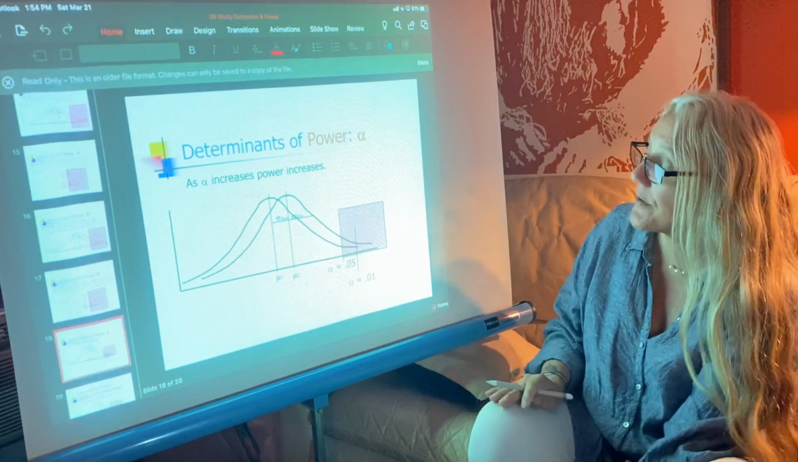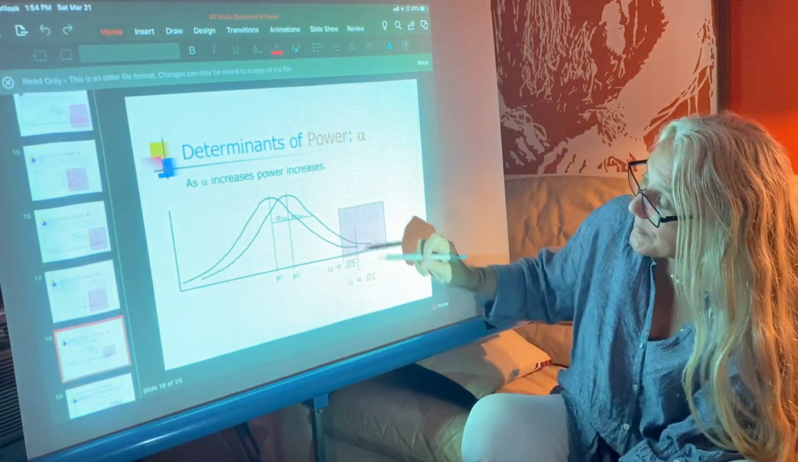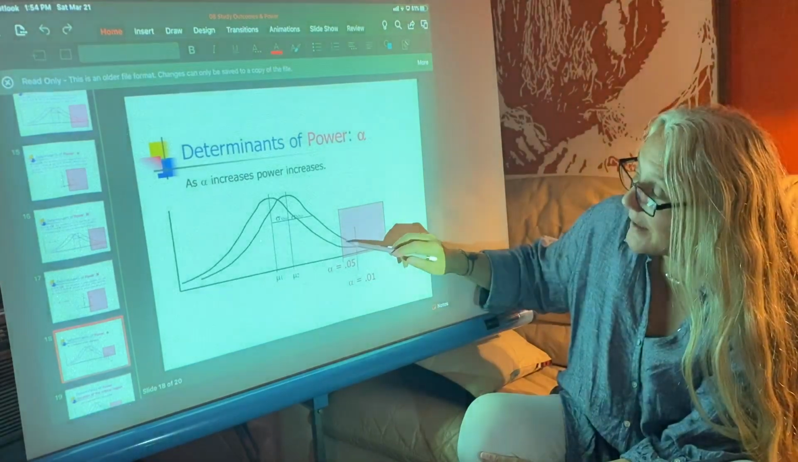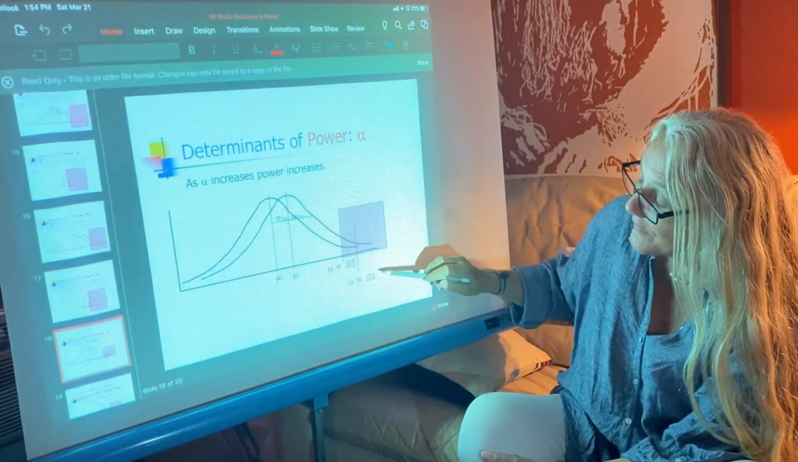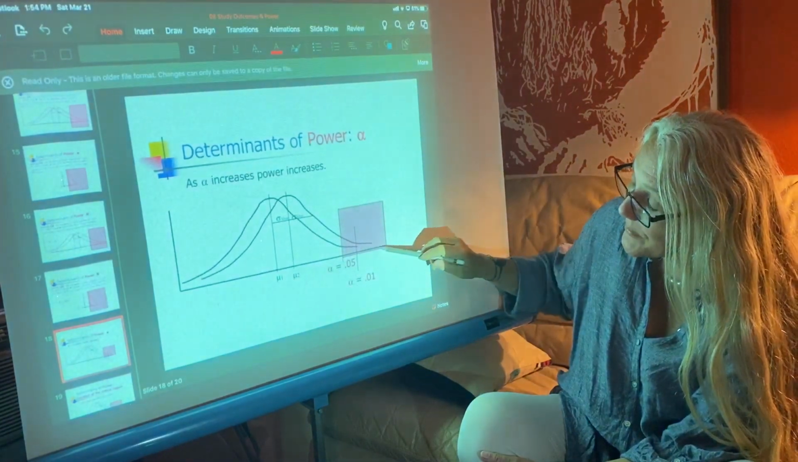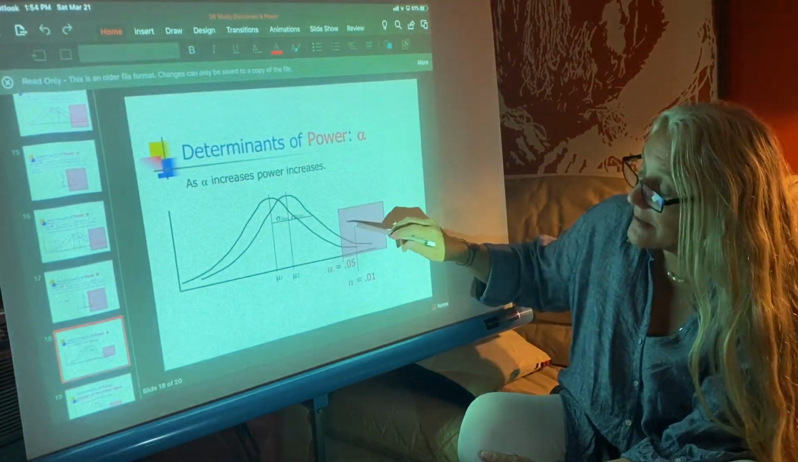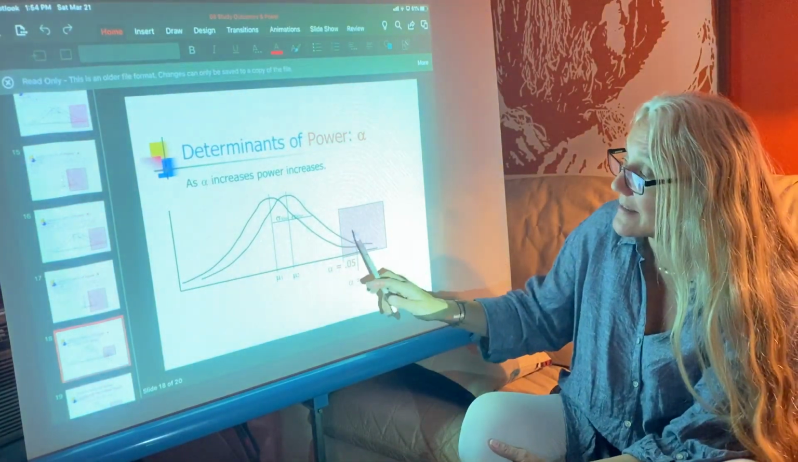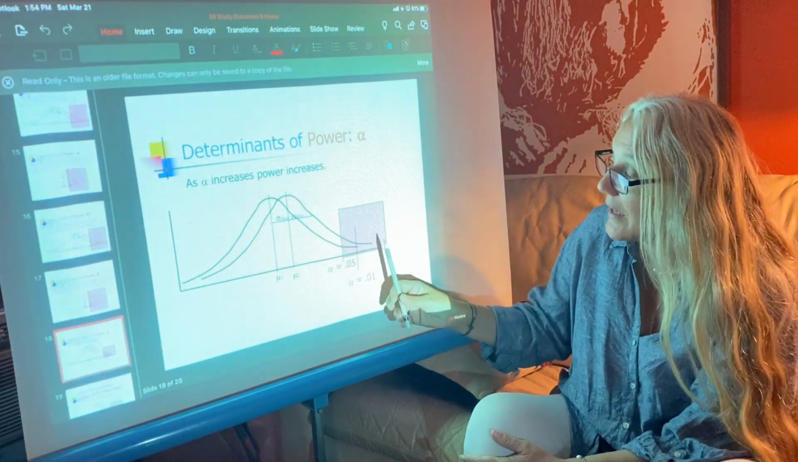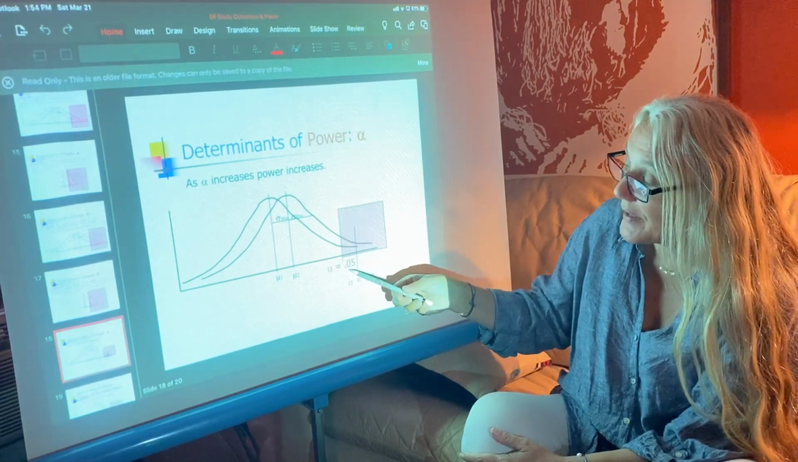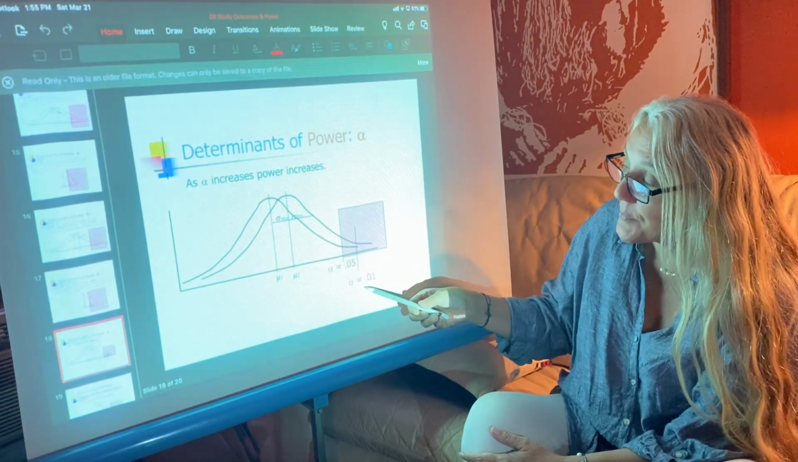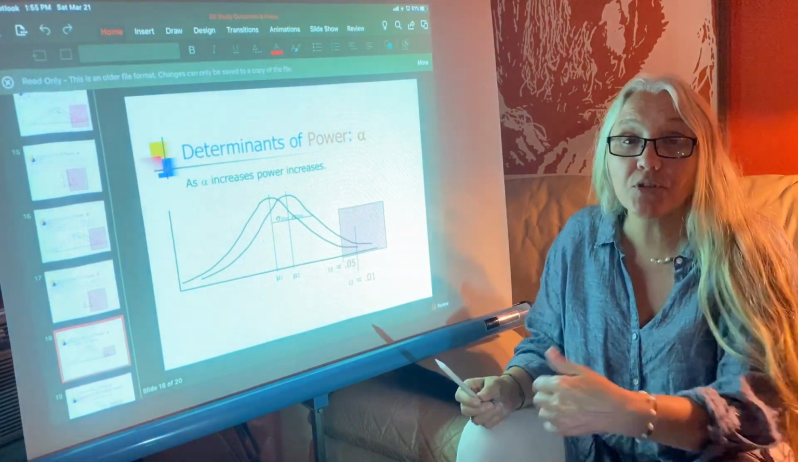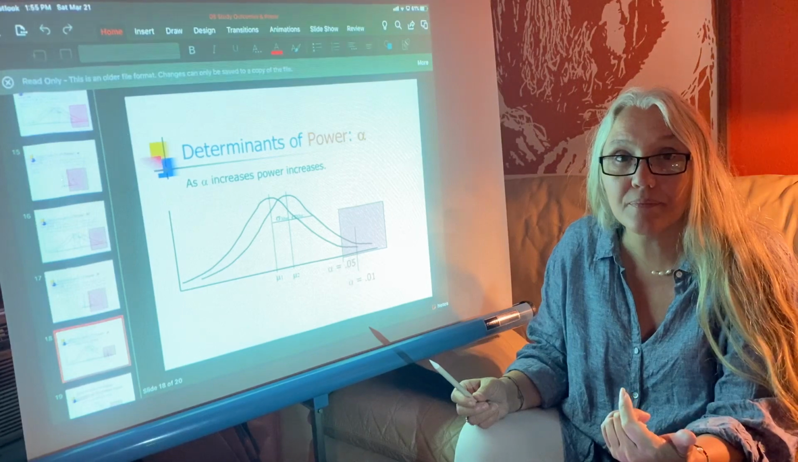Alpha affects power as well. So alpha, if I use alpha 0.05, which is a larger alpha level, I've got 5% in the tail. If I use alpha 0.01, I only have 1% in the tail. Well, all this red region indicates my ability to detect differences, to detect significant differences. Anything outside this critical value, I'm going to call it significant. Well, there's more outside the critical value when alpha is 0.05 than when alpha is 0.01. And so bigger alpha, more power. And that is why people use 0.05 most of the time.